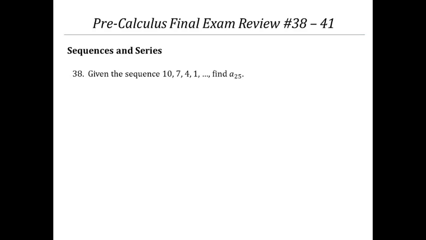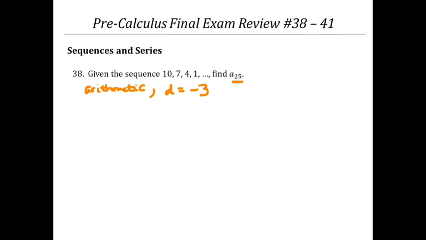Now remember, this a sub 25, that means to find the 25th term in that sequence. And to do that, the first thing that we need to do is to determine what type of sequence this is. I can see that we're subtracting 3, or if you want to think about it as adding negative 3 every time to get the next term. And so that means that this is an arithmetic sequence. It's arithmetic. And we're going to say that the common difference is equal to negative 3.